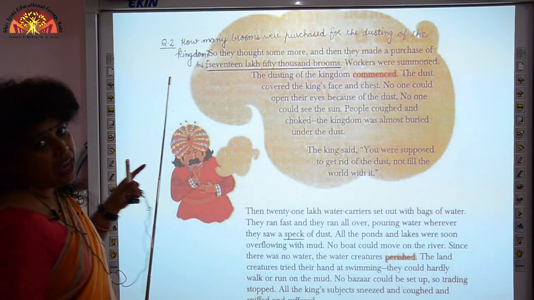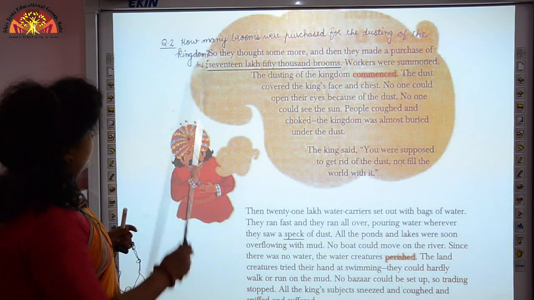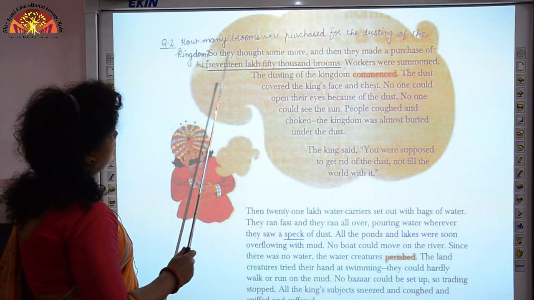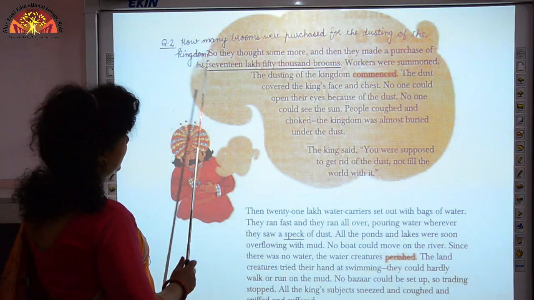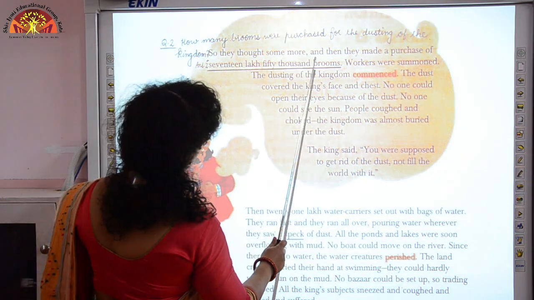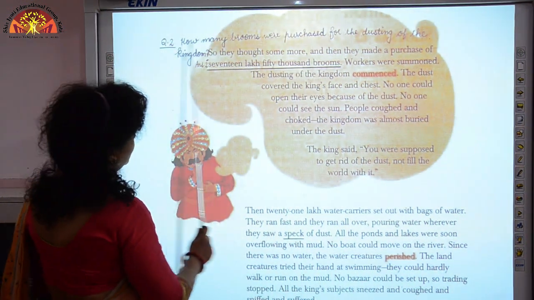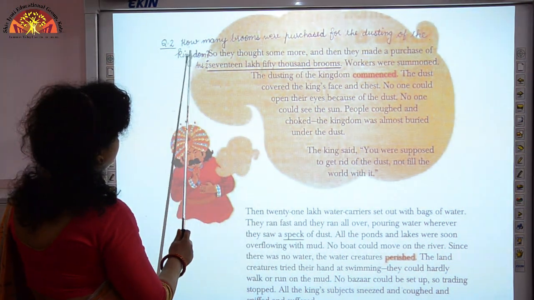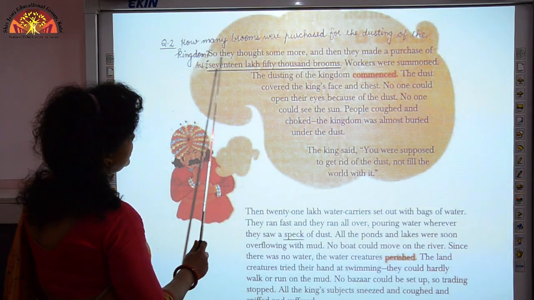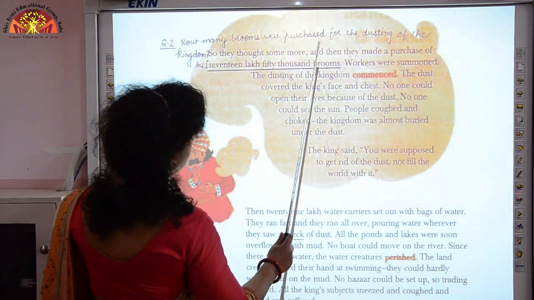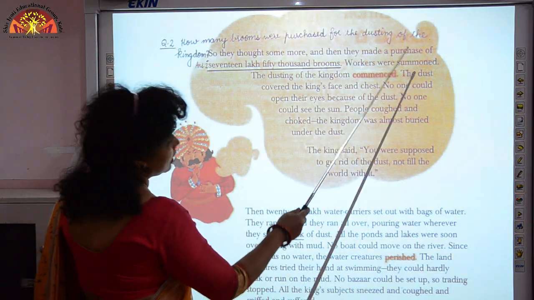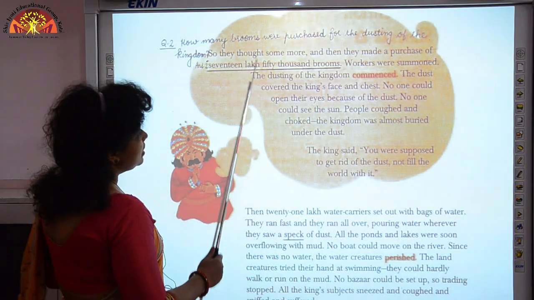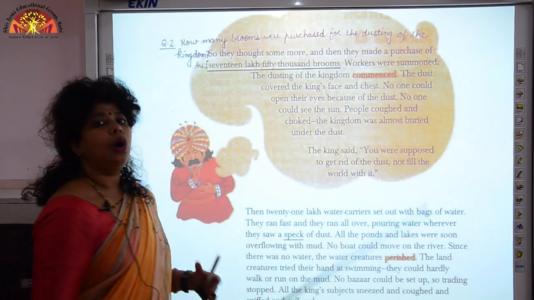So you can find the answer in page number 2. Question 2. How many brooms were purchased for the dusting of the kingdom? The answer is in page number 2, second line. 17,50,000 brooms. So children, you are supposed to write this question in pencil and underline the answer in pencil. So here's your question 2 and here's your answer to 17,50,000 brooms. So the workers were summoned. The summon means ordered. So the workers were ordered and the dusting of the kingdom commenced or began.